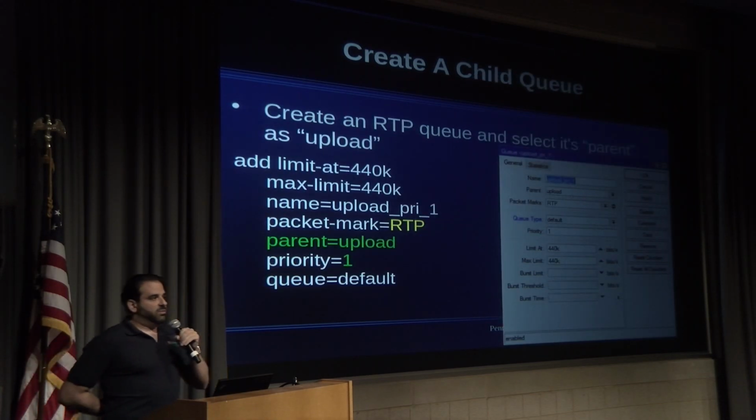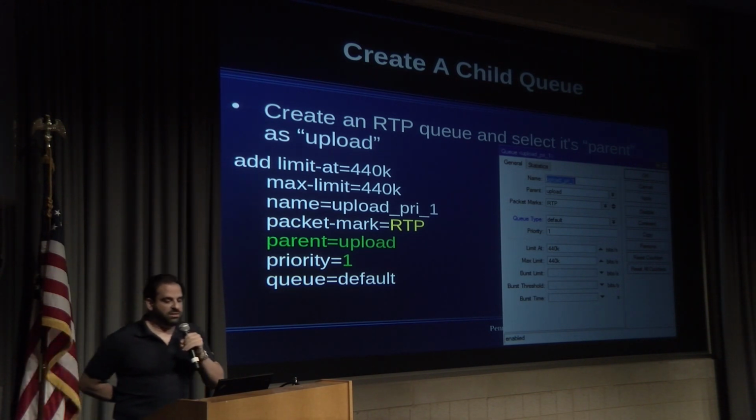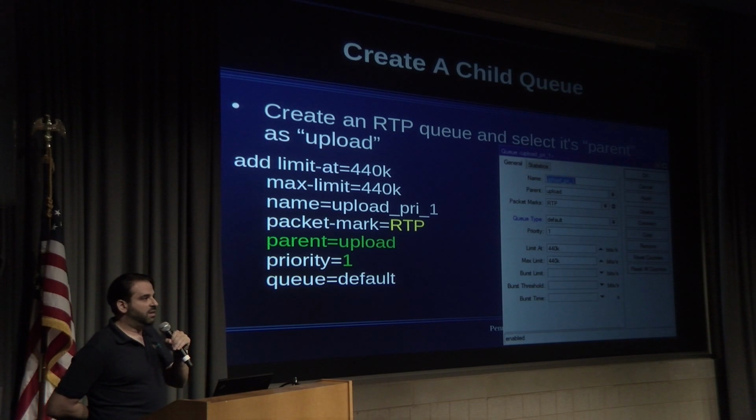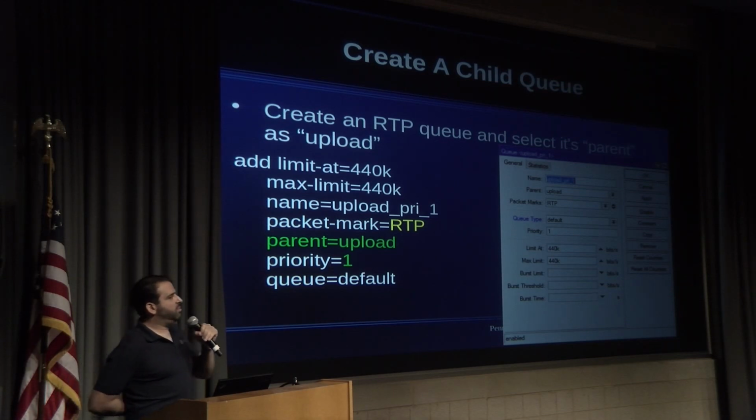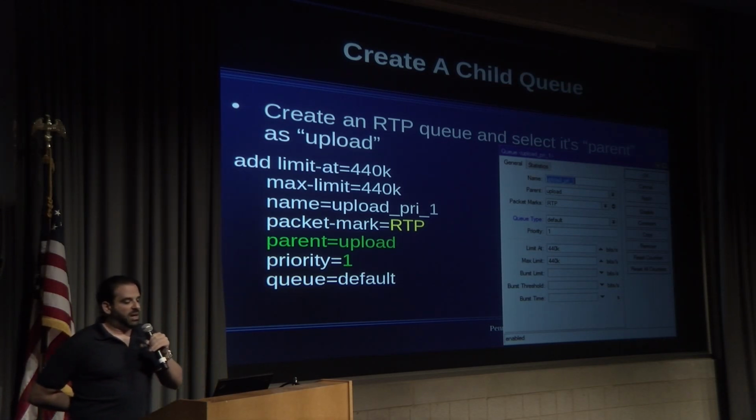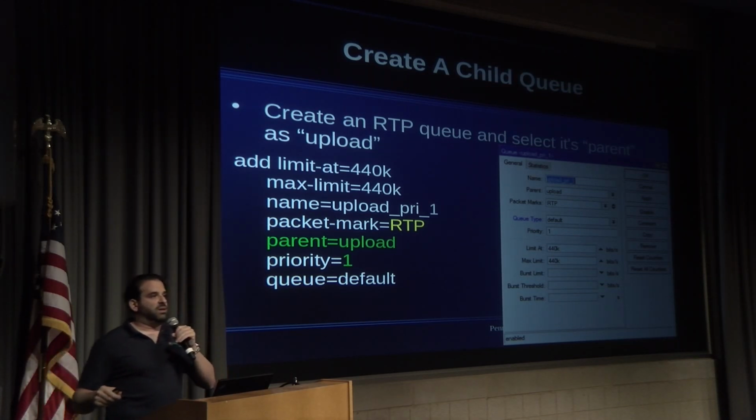Now, this is where we actually create a child queue. To create a child queue, it's real simple. All you got to do is select the parent queue that we just created, which in this case is going to be upload. Now, here's where we put in packet marks. So remember how we marked packets. Packet mark for this one is going to be RTP.